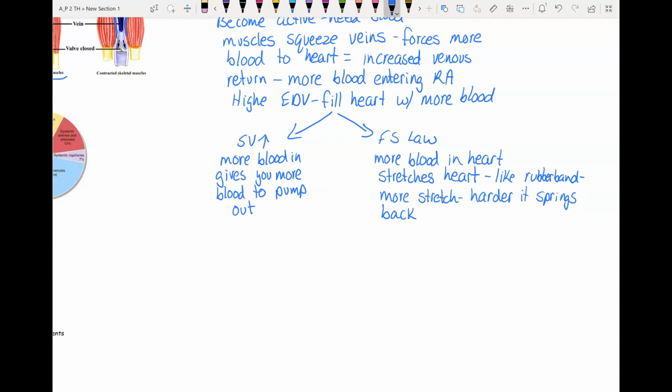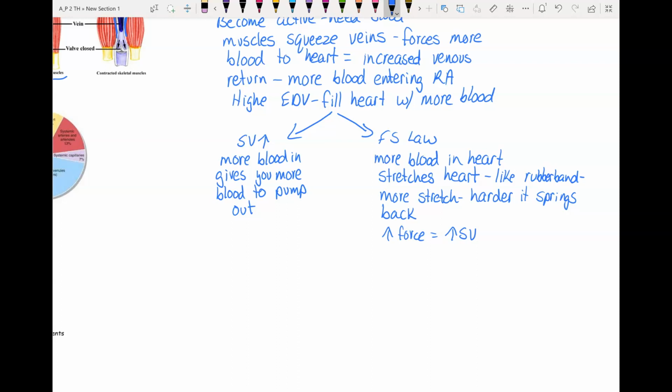So by having more blood in there, stretching the heart more, you cause it to increase the force. And if you increase the force, you increase the stroke volume. And that's the Frank-Starling law. It just says that if you put more blood in the heart, you will stretch the heart, which will cause it to contract with more force, which will increase your stroke volume.